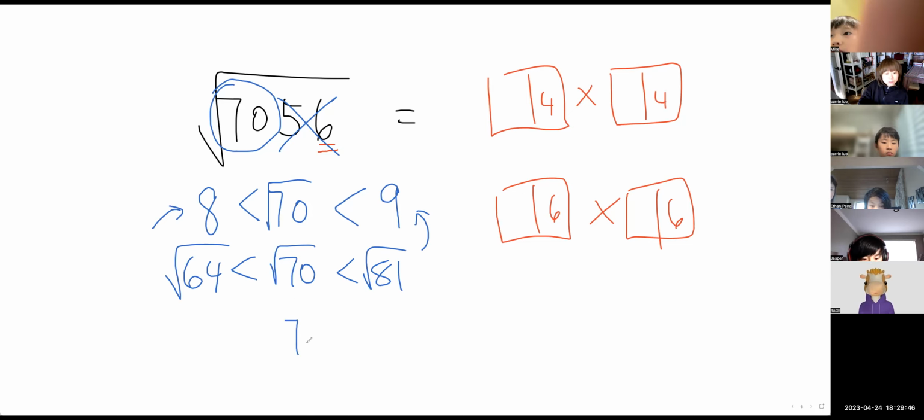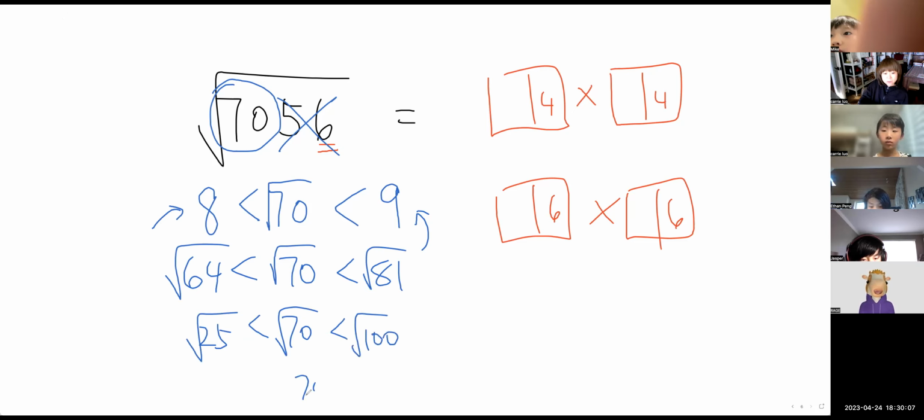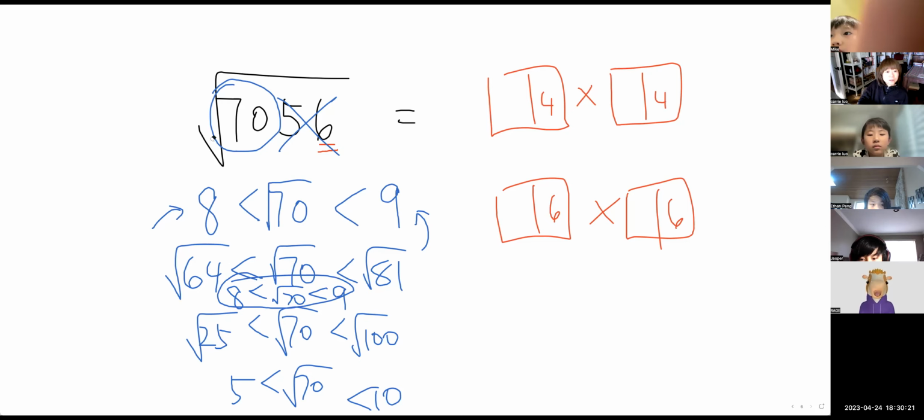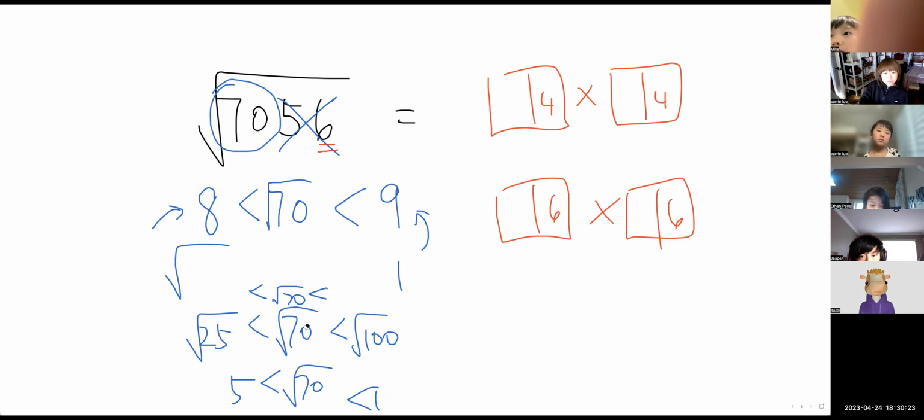Some students say, teacher, square root 70 is also bigger than square root 25 and smaller than square root 100. Of course, you're right, but the thing is, we want to have exactly the closest one. Because if square root 70 is bigger than square root 25 and smaller than square root 100, then it is bigger than 5 and smaller than 10. And this one is bigger than 8 and smaller than 9. So which one is closer? Very precisely this one. Get it, everybody? Okay, so we have this one here.